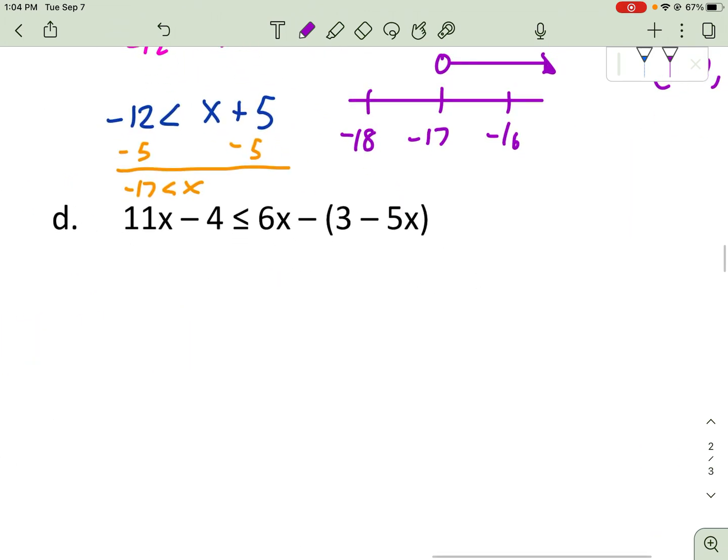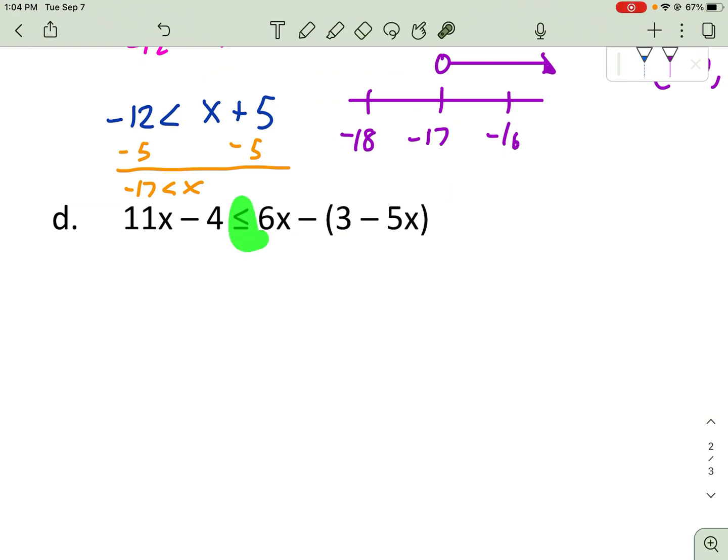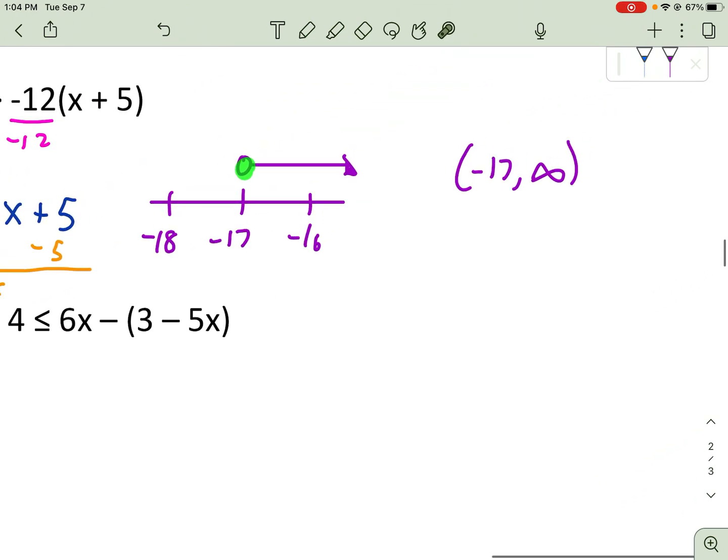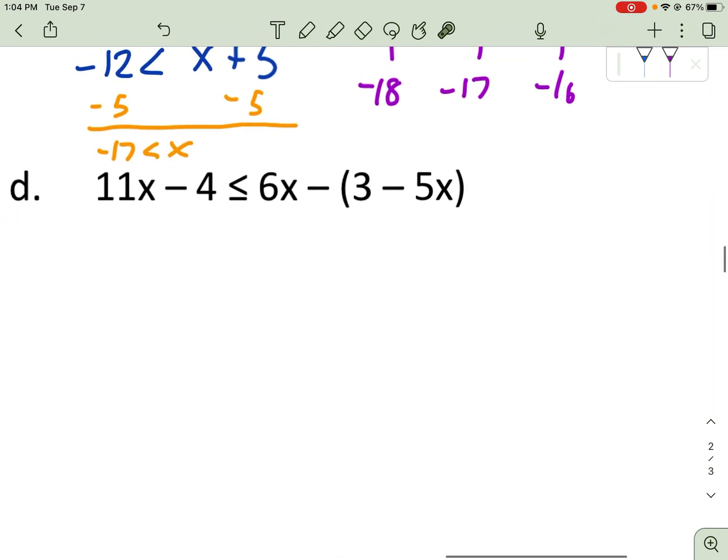All right, so D for the first time has an or equal to symbol here. So that's just going to change this to a filled in circle, and we'll change this to a bracket in our problem. So let's solve this one first, and then we'll figure that out.